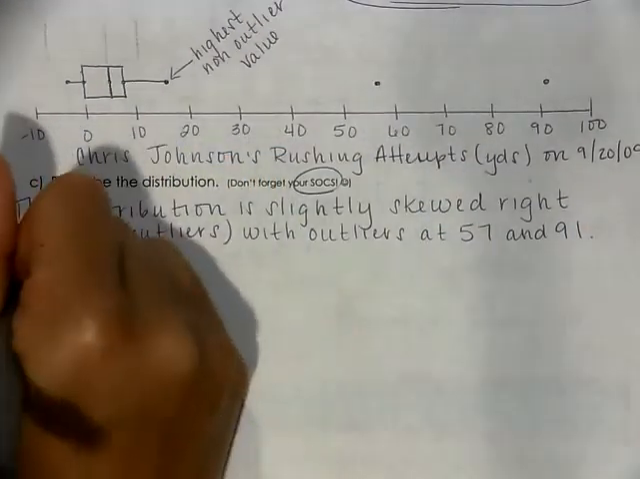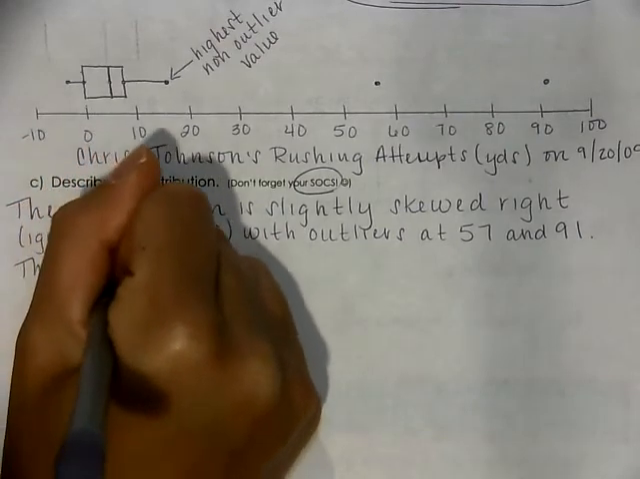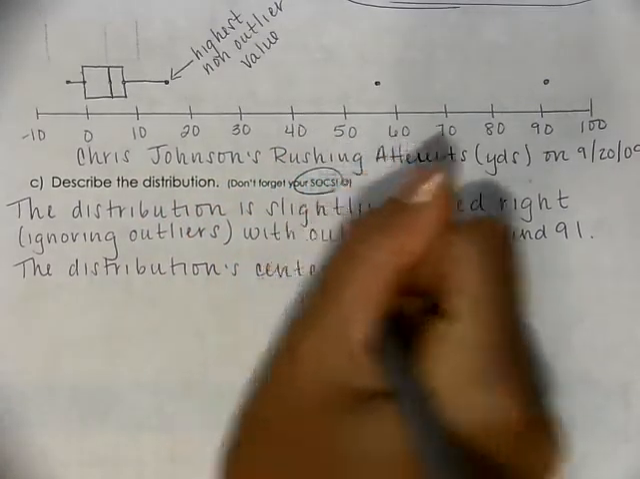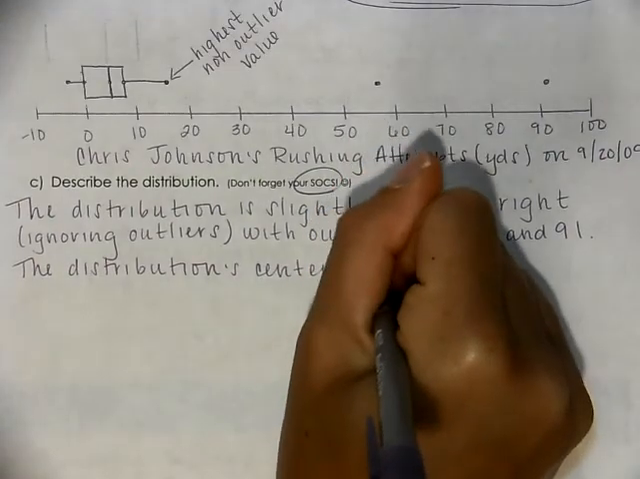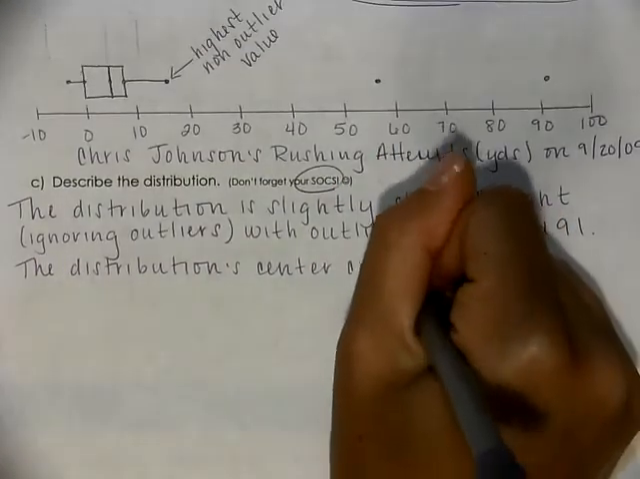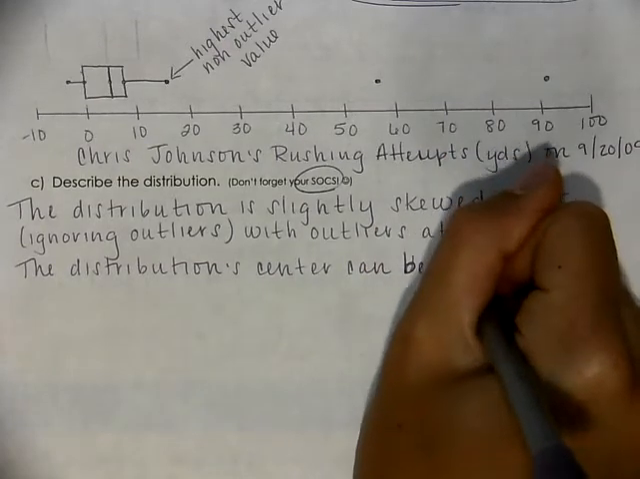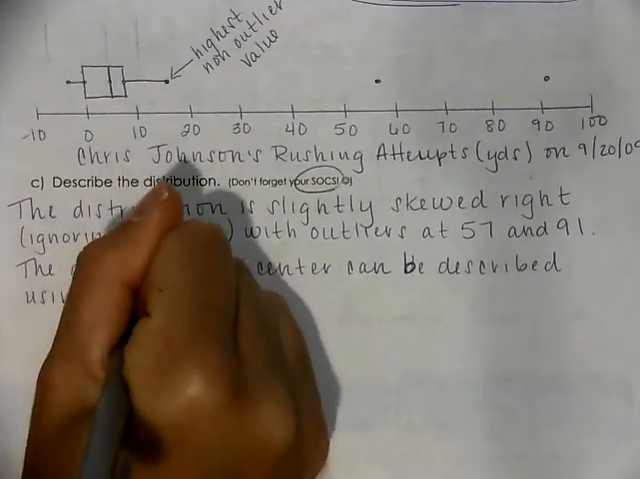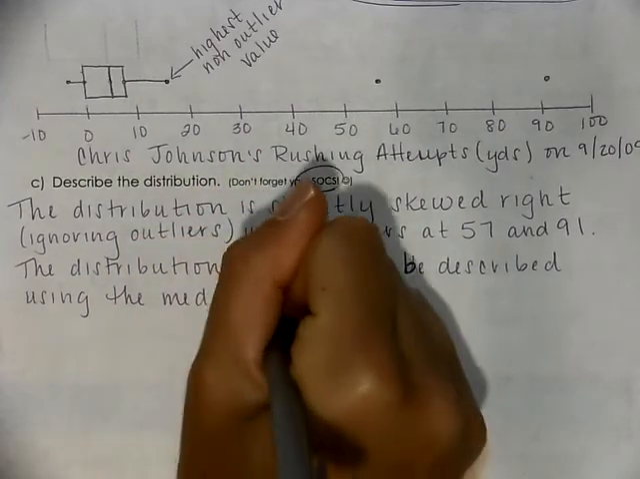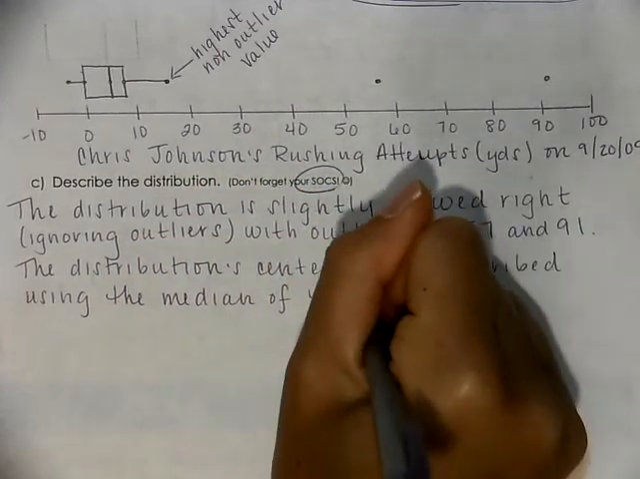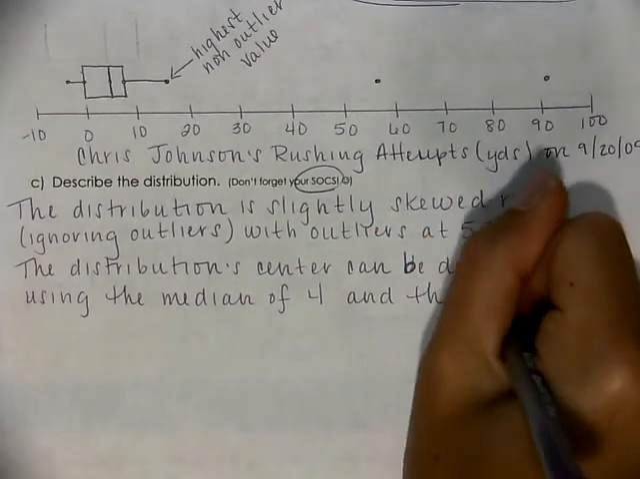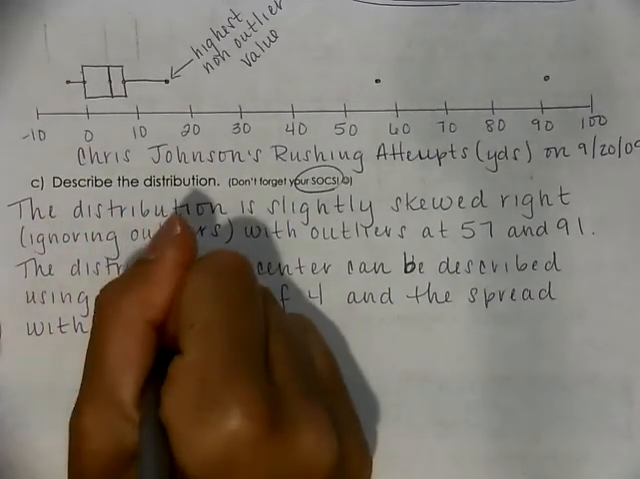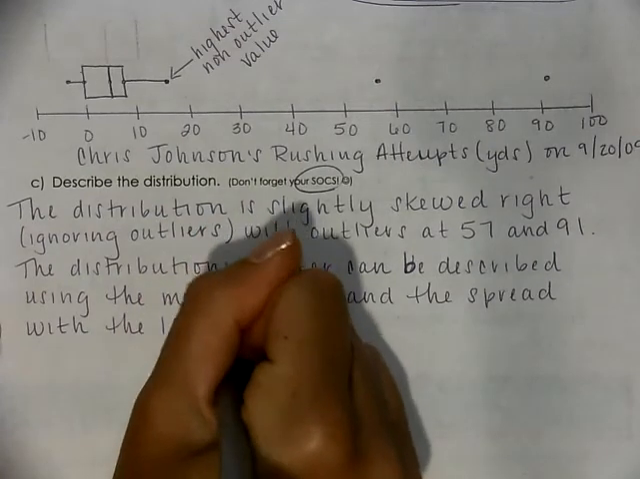So the distribution center can be described using the median of 4, and the spread with the IQR of 8.5.